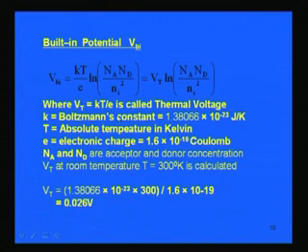This term kT by e can be expressed as thermal voltage, called thermal voltage Vt, which is equal to kT by e, where T is the absolute temperature in Kelvin, e is the electronic charge, and k is the Boltzmann constant. This constant is 1.38066 times 10 to the power minus 23 joule per Kelvin. T is absolute temperature in Kelvin, and electronic charge is 1.6 times 10 to the power minus 19 coulomb.